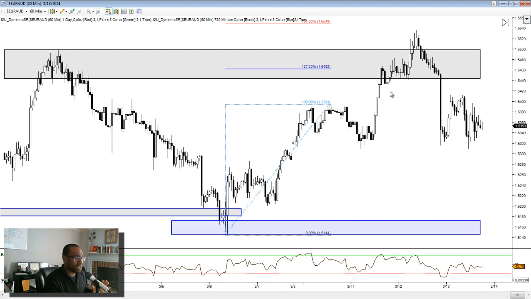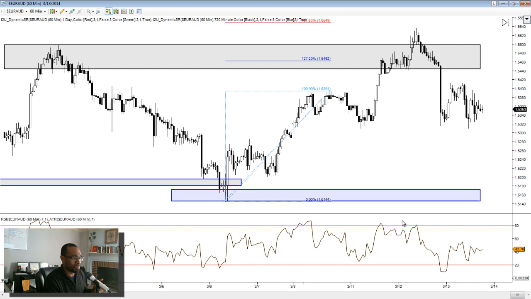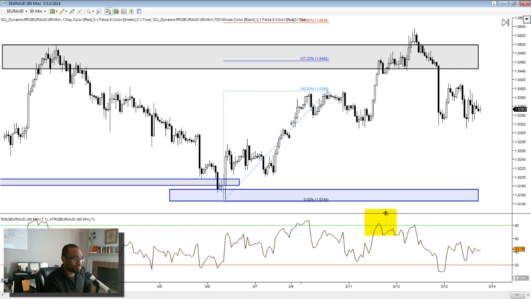What I was looking for as the market went into this area was a few things. The first thing was for the RSI to go overbought. I have my RSI settings at 80 for overbought and 20 for oversold. And you can see as we spiked up into this level, our highest high at the moment, our RSI indicator was indeed overbought.